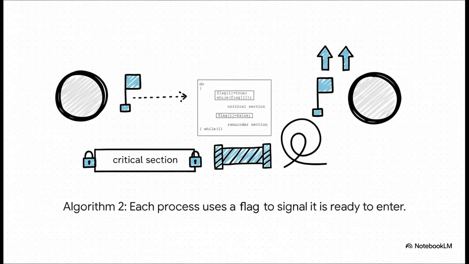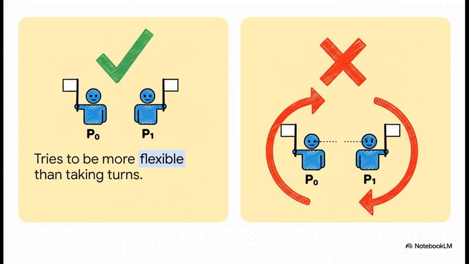In this approach, a process raises a flag, basically saying, hey, I'd like to go in. Before it enters, it just politely checks to see if the other process's flag is up. If it is, it'll wait. But here's the new problem. They can be too polite.